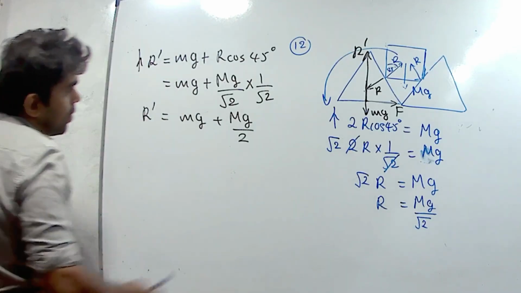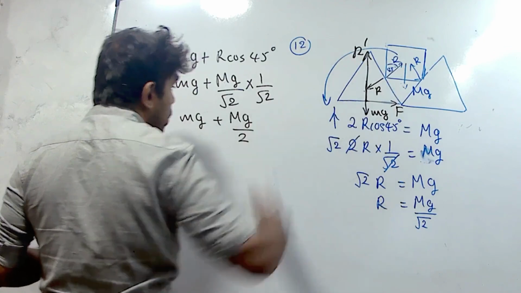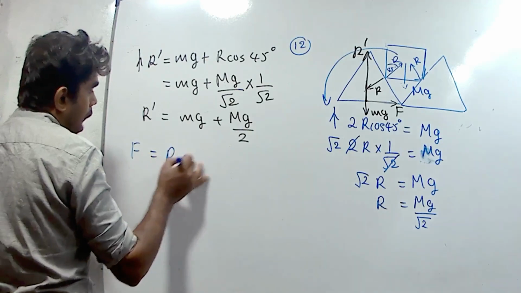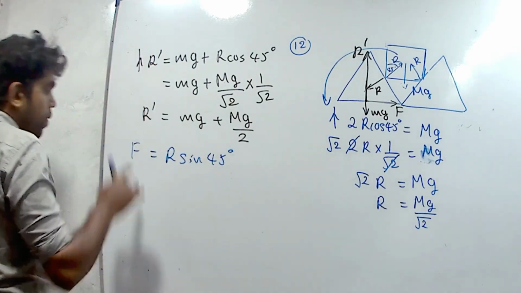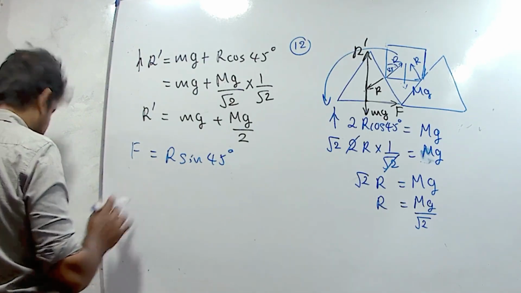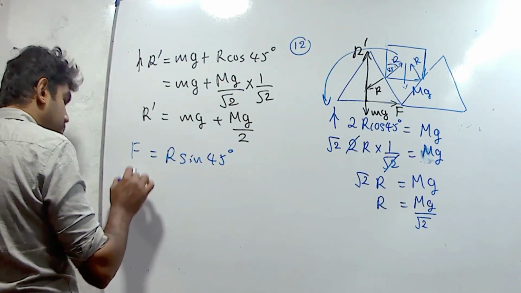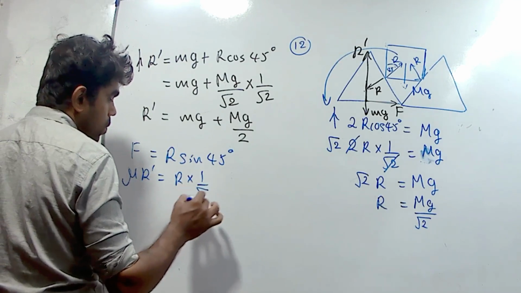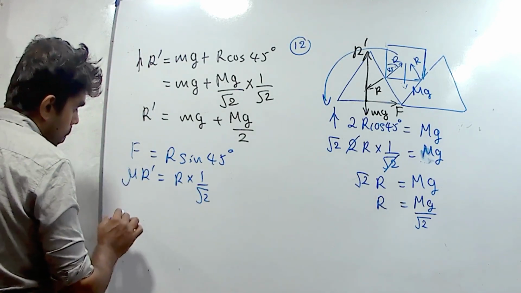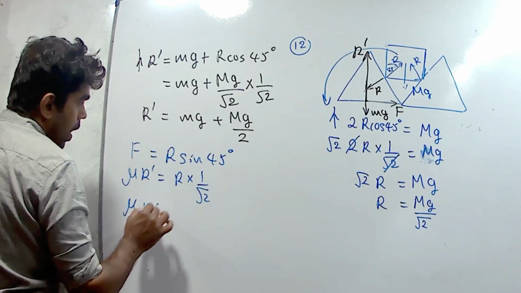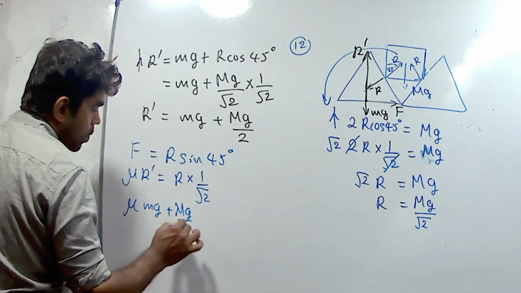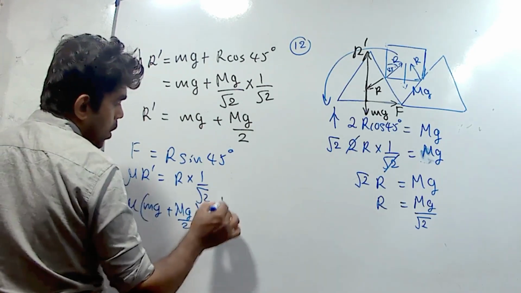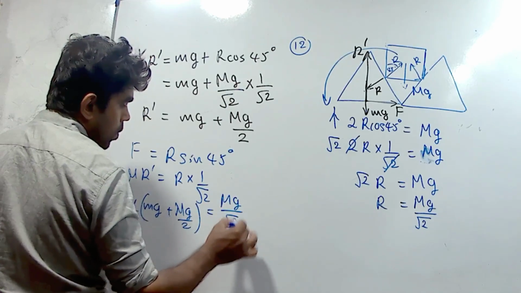Now we can get that this frictional force is equal and opposite to the R sin 45 component. Frictional force equals R sin 45. Frictional force is mu R dash. Then we can get mu R dash equals R sin 45, 1 over root 2. Mu R dash is this one, mg plus Mg over 2, equals R value, which is Mg over root 2 into 1 over root 2.